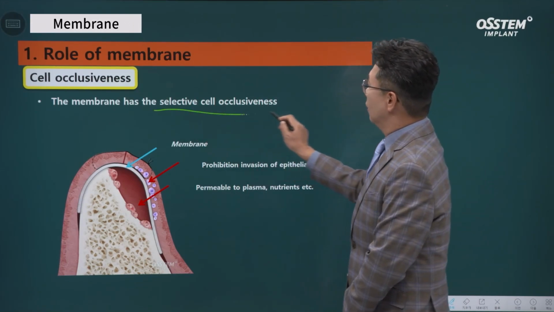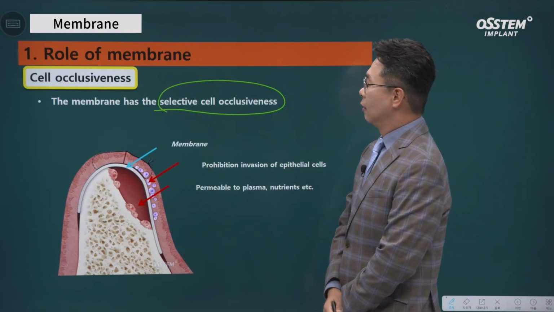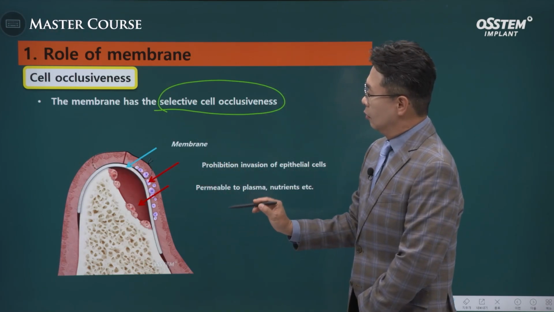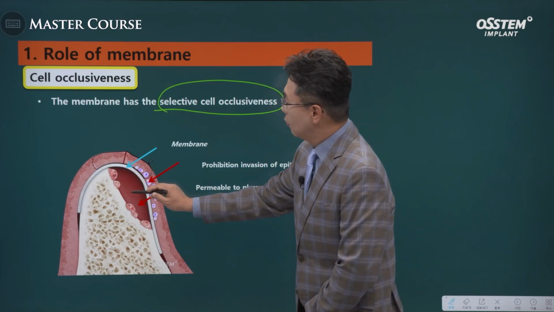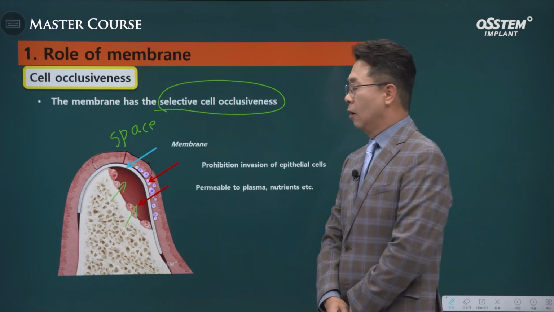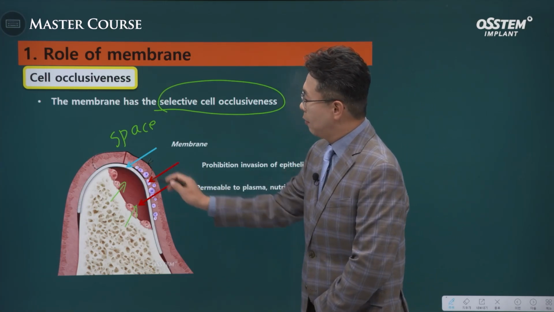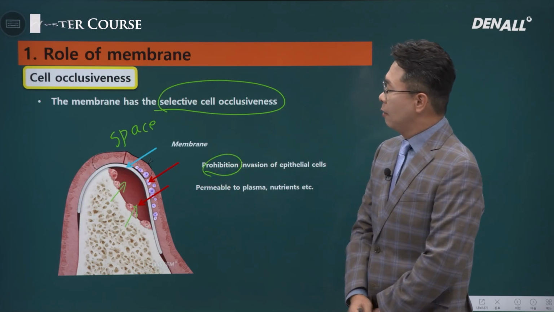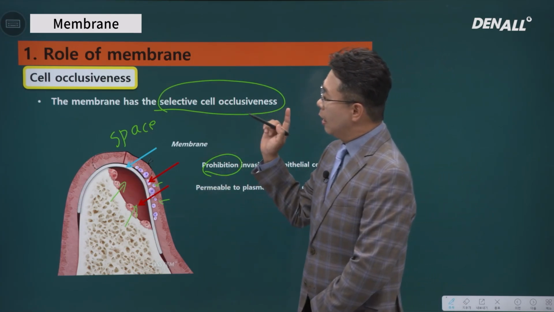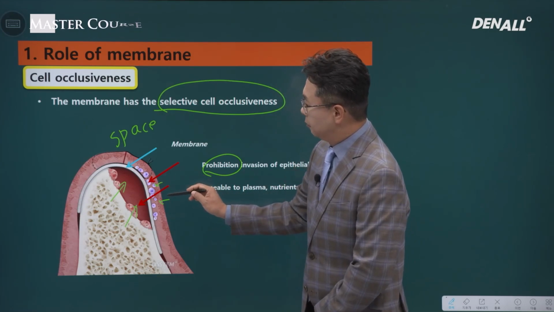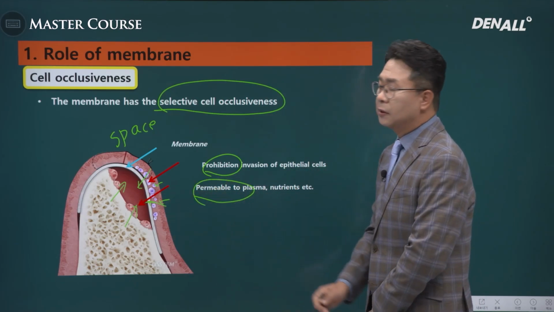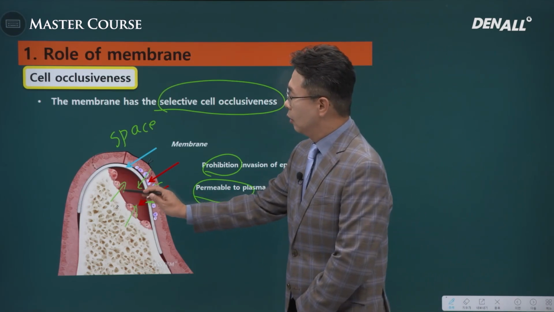A membrane should also have selective cell occlusiveness. Here's the membrane. I've talked about how within the space created by the membrane, bone cell fills in. In order to allow this, it needs to prevent epithelial cell or connective tissue cell invasion into the space. Another point I would like to accentuate is that it should be permeable to plasma and the nutrients so that the nutrients can go in here. The bony tissue will be able to grow much faster if the nutrients are available.